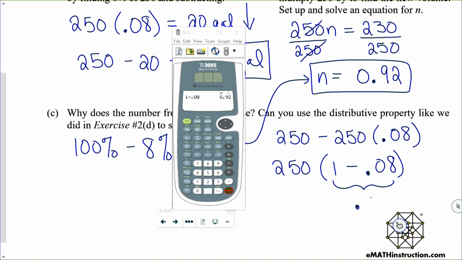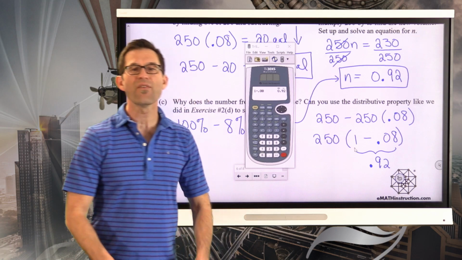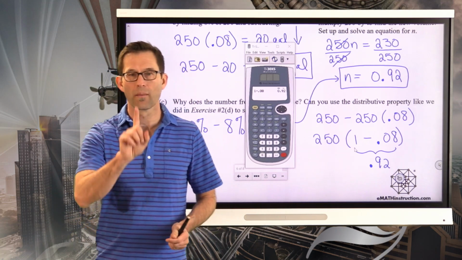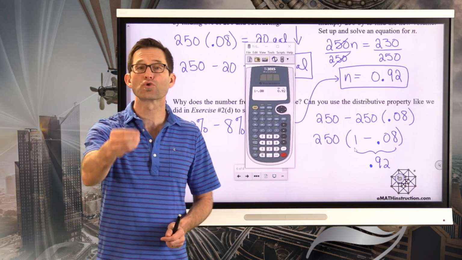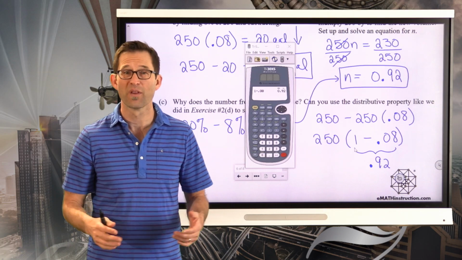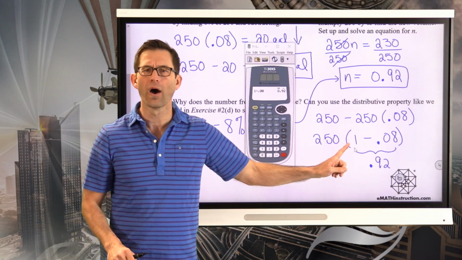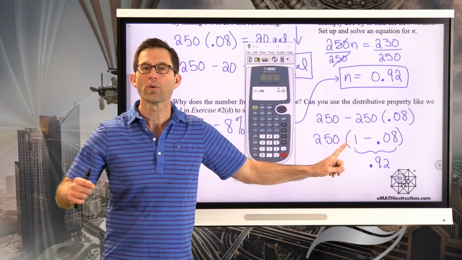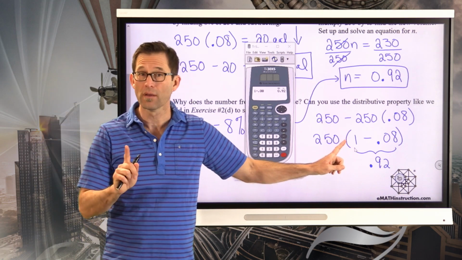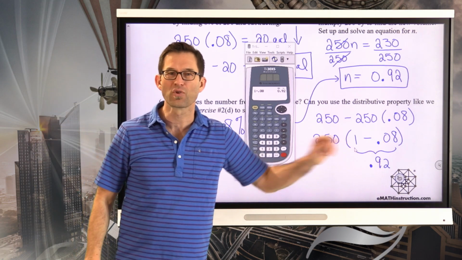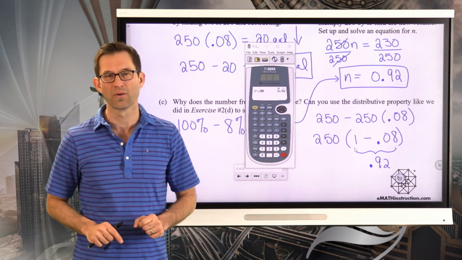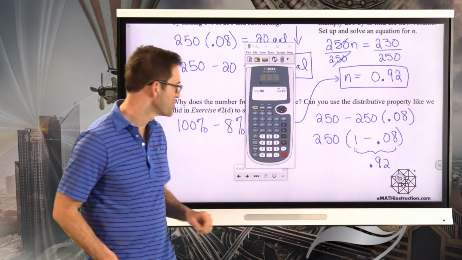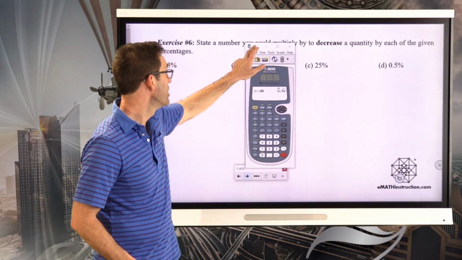Right? But that's simply the pattern with decrease. Instead of adding the decimal rate to the number 1, you're going to subtract the decimal rate from the number 1. You're always starting with 100% of whatever. And then you're either adding a percent to it, if you're increasing, or you're subtracting a percent from it, if you decrease. Let's finish this one off, right?